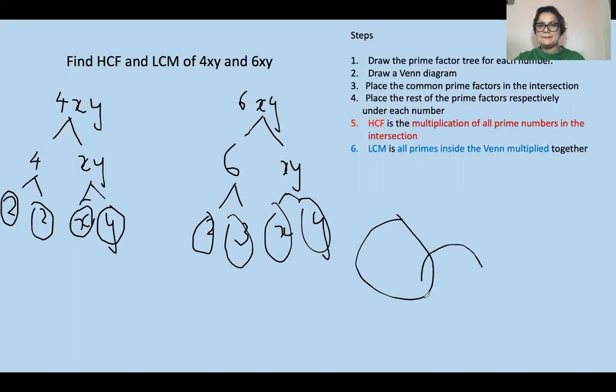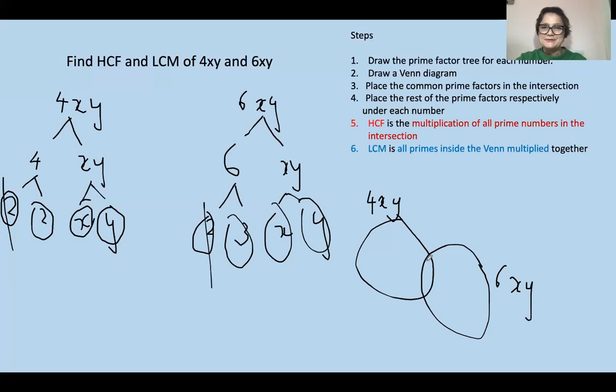Venn here. Okay, so put 4xy on the left-hand side, and then put 6xy on the right-hand side. Now, let's have a look. What primes are common for both expressions? I can see a 2 here, a 2 here, and a 2 there, so place a 2 inside the intersection. This 2 here is not common, so I'm going to put it on the left, right there. Make sure you cross it out so you don't use it twice.